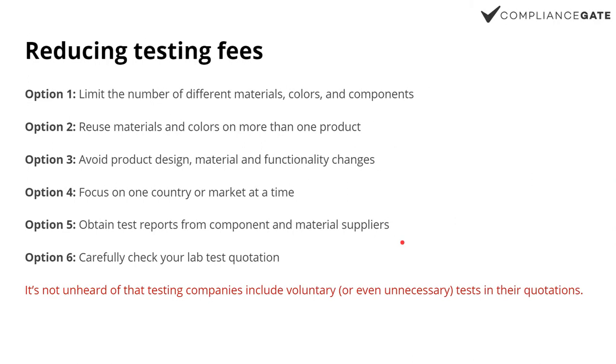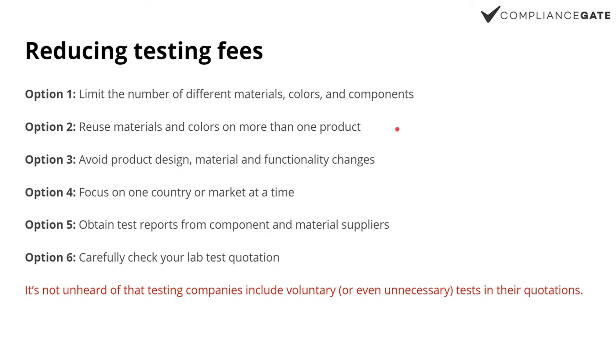Right, how can you reduce testing fees? There are a number of ways to do so. Number one, and perhaps the most obvious, is to limit the number of different materials, colors, and components. Let's say you avoid using different materials for different components when not needed. Like if you can use the same steel grade for, say, all the different clasps and buttons and so on, then it's better to do so than to use different ones. Because that way, maybe you can get away with just testing one of them, as they are made using the same material.